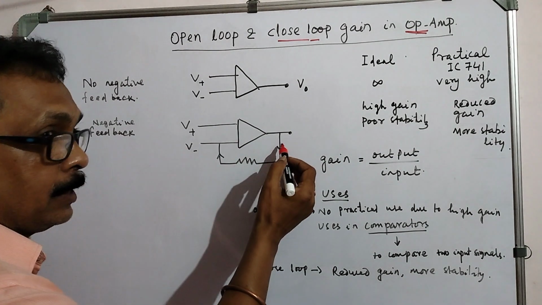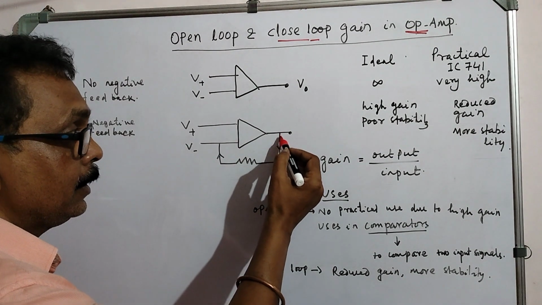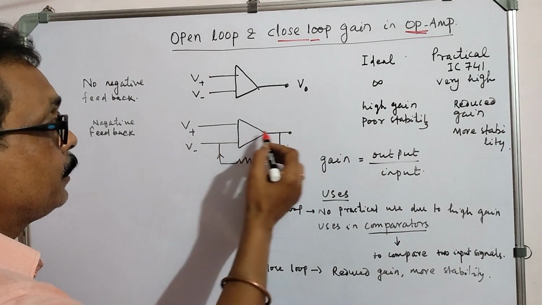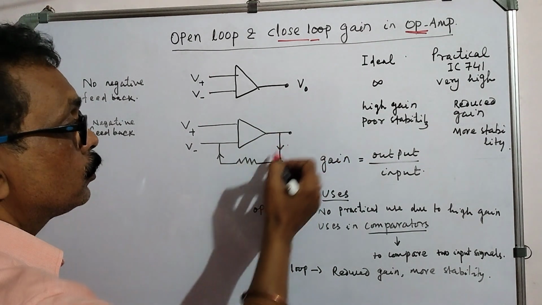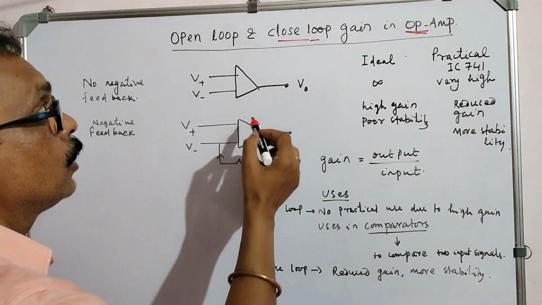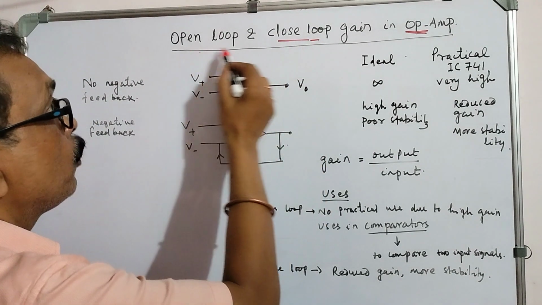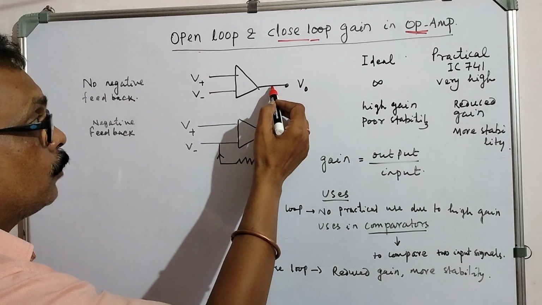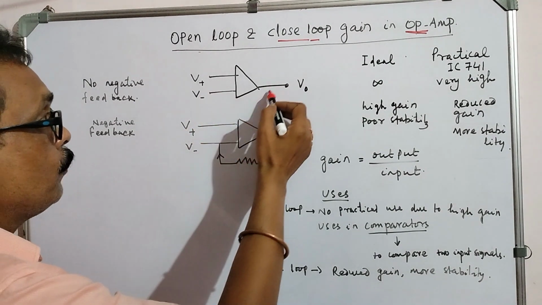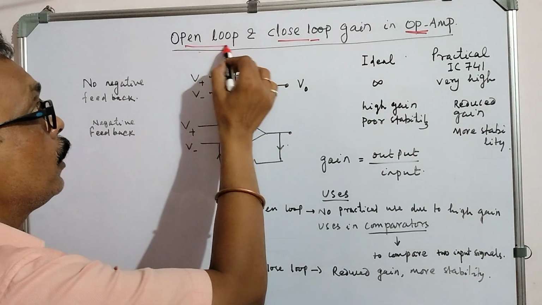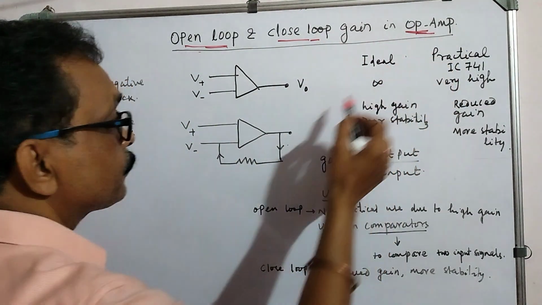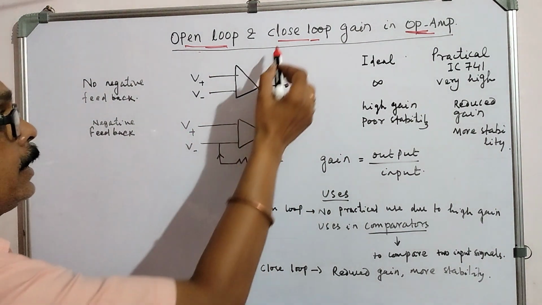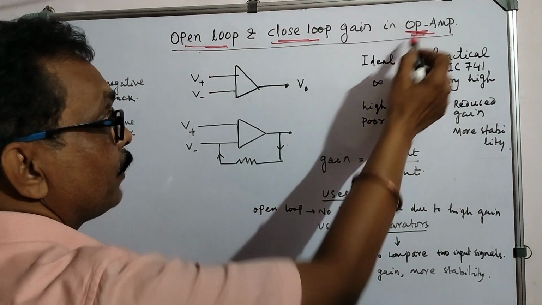That means if a fraction of the output signal is fed to the input, then it is called a feedback circuit. And a feedback circuit is called a closed one, or closed loop. So what is an open loop operational amplifier? If there is no feedback, you see here there is no feedback, then it is called an open loop operational amplifier. But if you have a feedback, then it is called a closed loop operational amplifier.